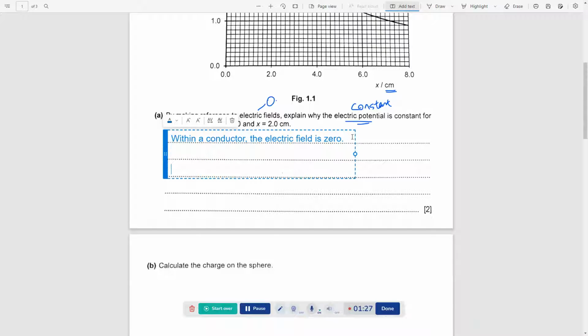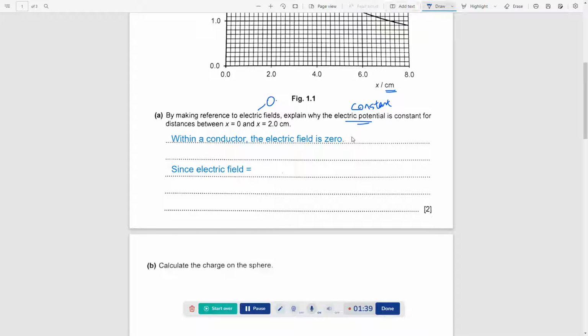Then we need to explain why the electric potential is constant. Since electric field equals minus dV/dr, and the E field is 0, therefore V must be constant. That's about it.